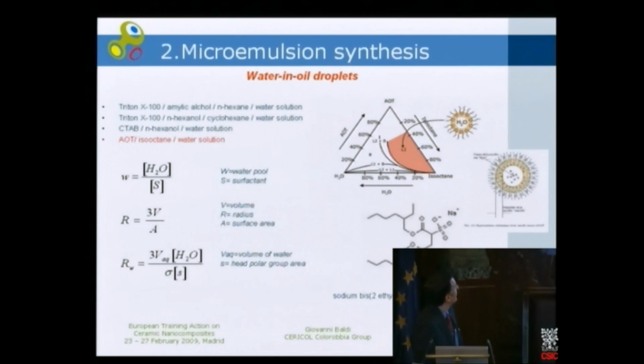In this case, the radius of the droplet, and so more or less the final particles, comes from the volume of water of the micelles and the area of the polar head group. This is the most important critical point to produce water micelles.